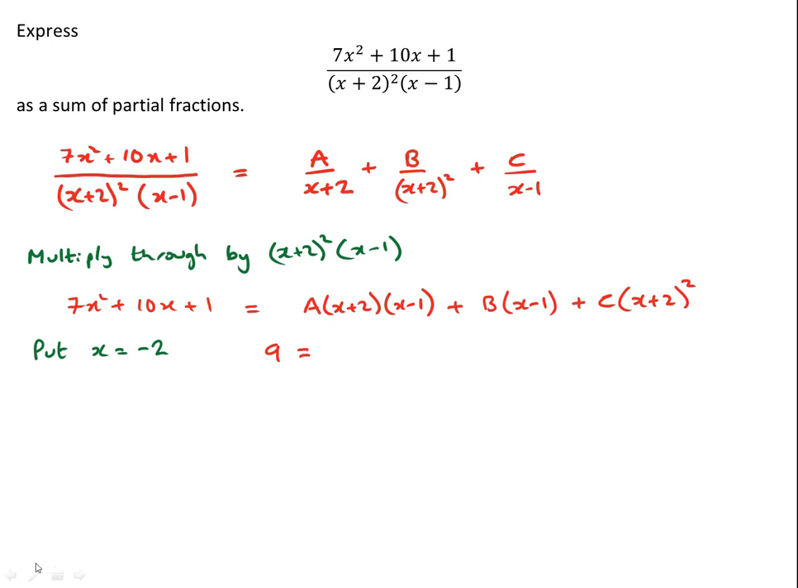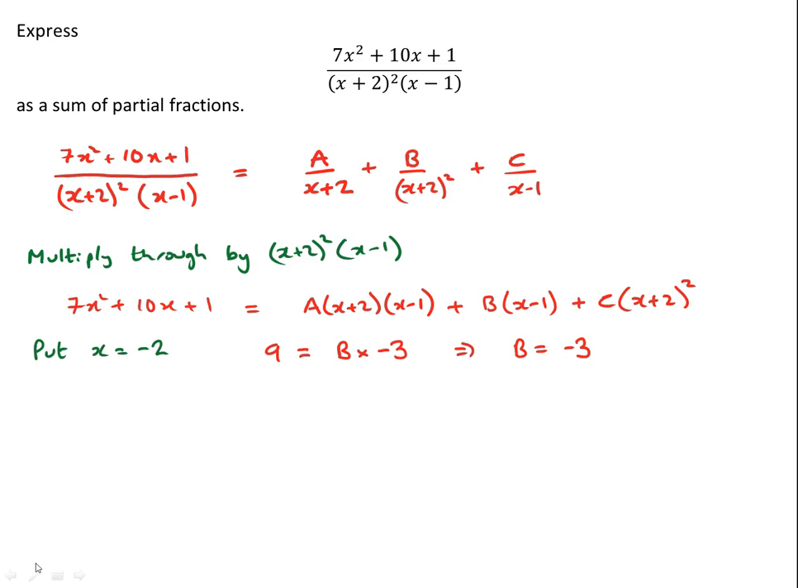On the right hand side, when I put x equals minus 2, I've got 0a plus minus 3b plus 0c. So the only bit that comes in of any interest is the b times minus 3. So I've got 9 equals minus 3b, so b must be minus 3.